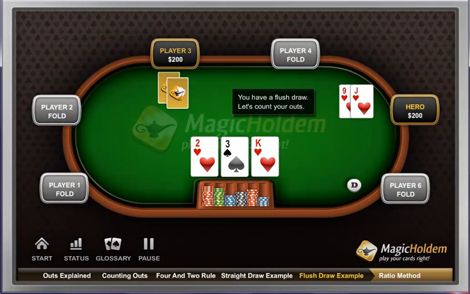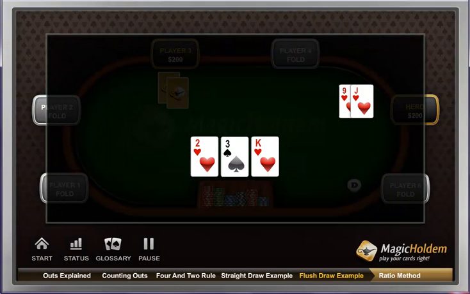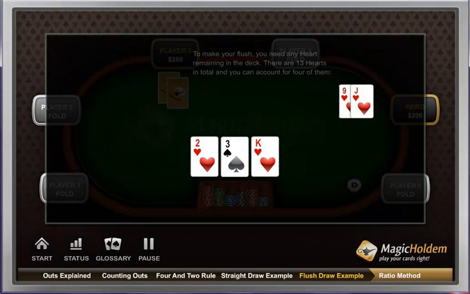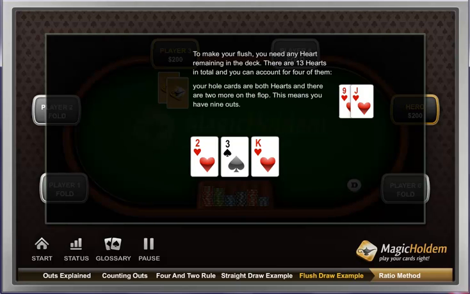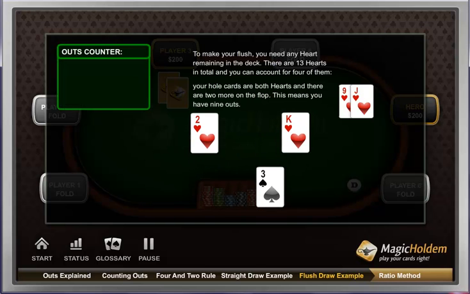You have a flush draw. Let's count your outs. To make your flush, you need any heart remaining in the deck. There are 13 hearts in total, and you can account for 4 of them. Your hole cards are both hearts, and there are 2 more on the flop. This means you have 9 outs.